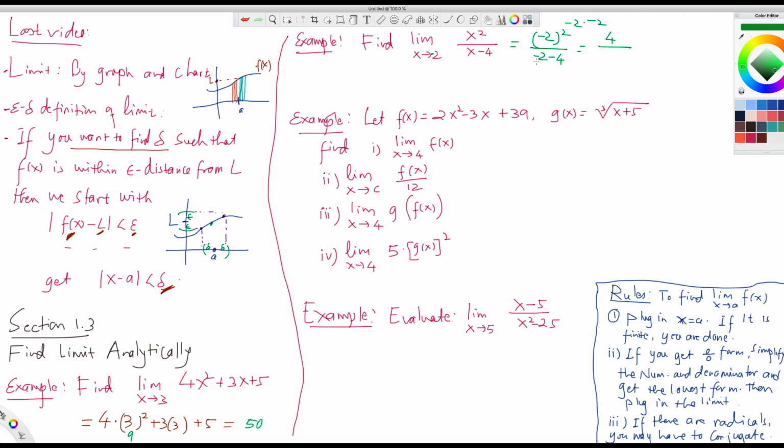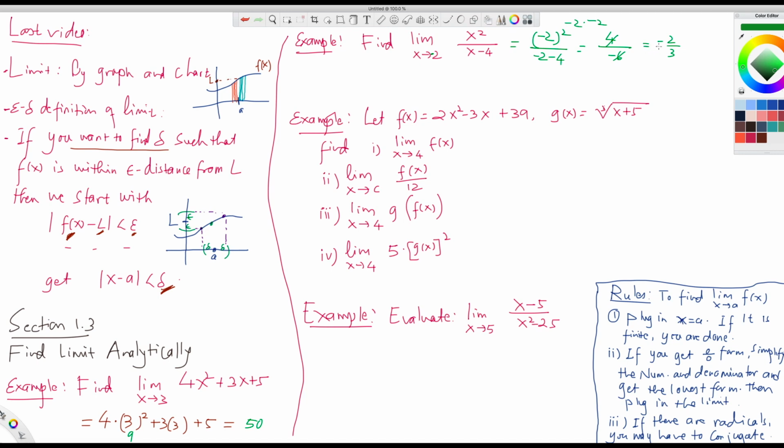So over -2 minus 4 is -6. Now you simplify that, divide by 2, what do you get? Equals -2/3. I put that negative sign in the middle. You can put it in the denominator or numerator or in the middle, so it doesn't matter. Okay, so the limit of this function is -2/3.